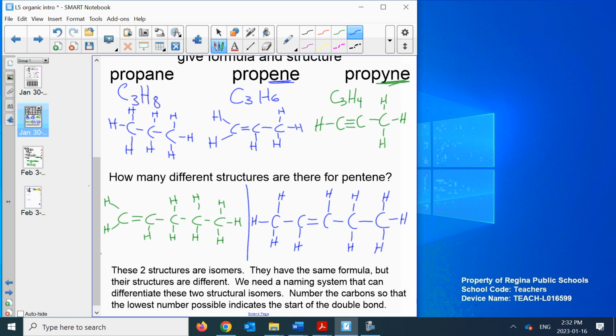They're both correct, because I just said pentene, but underneath them you'll say they're called isomers. Same formula, but different structure. So we need a naming system that tells the green from the blue. So we've got to number the carbons so that we have the lowest possible number at the double bond. I'll show you what I mean.